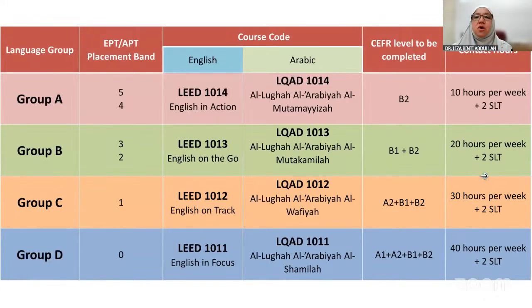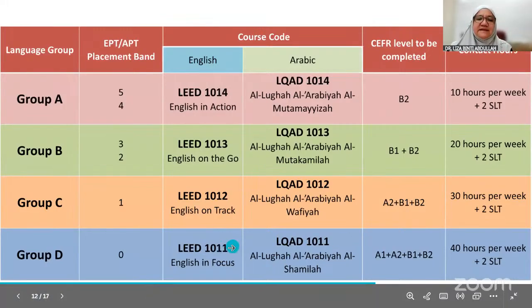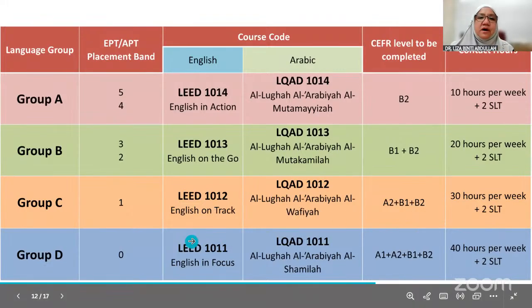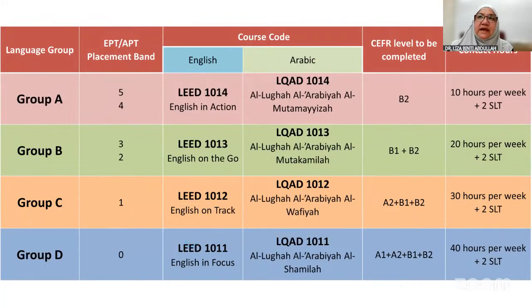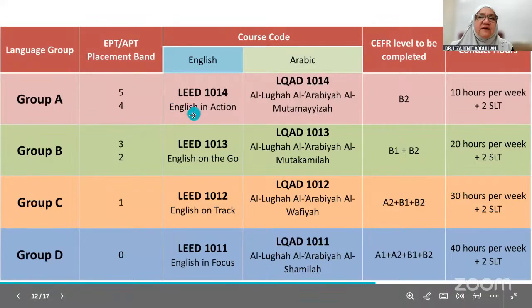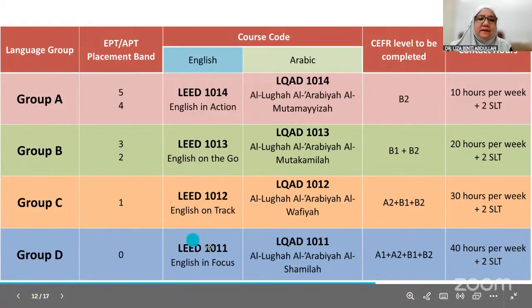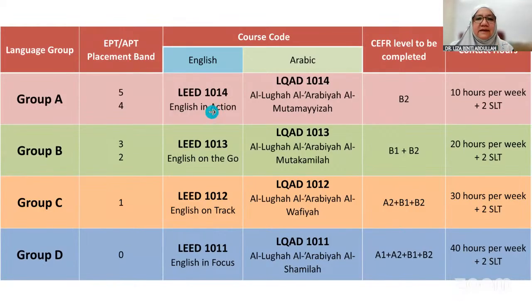Meaning, if you need more English, because here you are, let's say in blue color, you need more language, English or Arabic, then you have to take the 40 hours per week. This one depends also on which one you have to take first. If you're doing an English medium program, of course you have to complete your English first. Let's say if you are in group A, you are in LEED 1014.